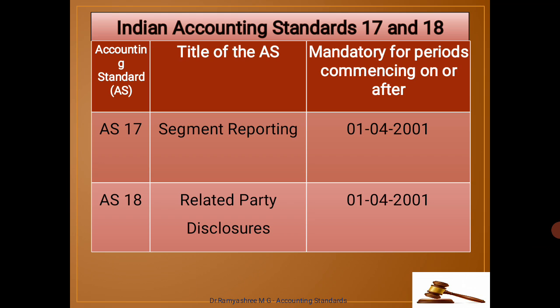This accounting standard comes into effect in respect of accounting periods commencing on or after April 1st, 2001 and is mandatory in nature in respect of the following: enterprises whose equity or debt securities are duly listed and enterprises that are in the process of issuing equity or debt securities that will be listed, and all the commercial, industrial and business reporting enterprises whose annual turnover is more than rupees 50 crores.